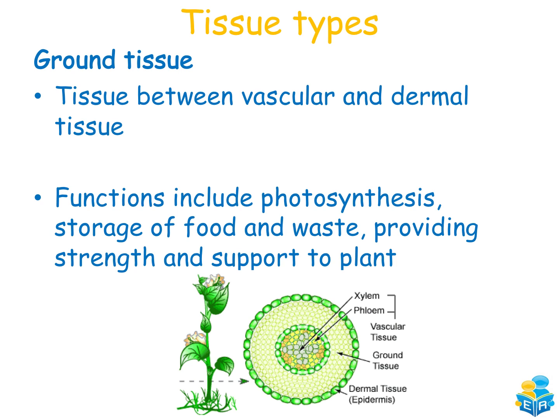The ground tissue, this is the tissue between the vascular and the dermal tissue. Some of the functions include photosynthesis, storage of food, storage of waste, and providing strength and support to the plant as well. And we can see it in the simplified diagram down here. We have our vascular tissue towards the centre, again xylem at the very centre, phloem surrounding that. We have our dermal tissue on the outside, and it's the ground tissue that exists in between, offering a little bit of strength and support.